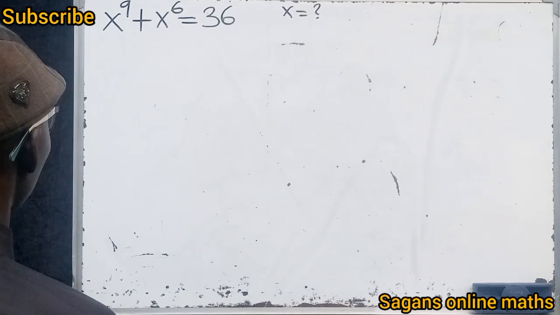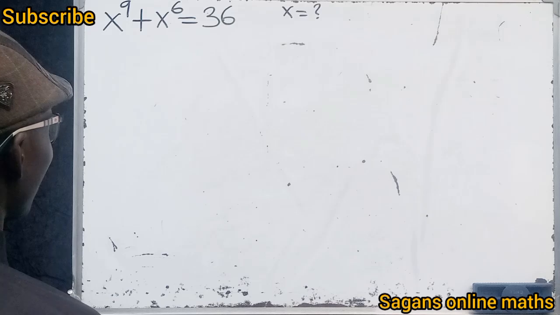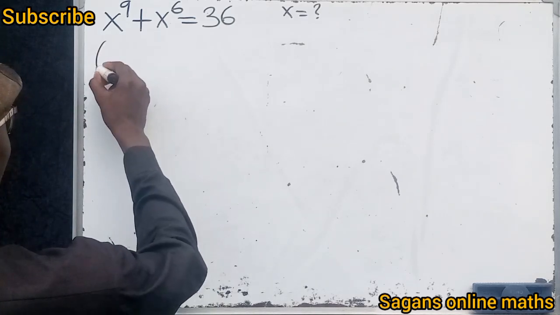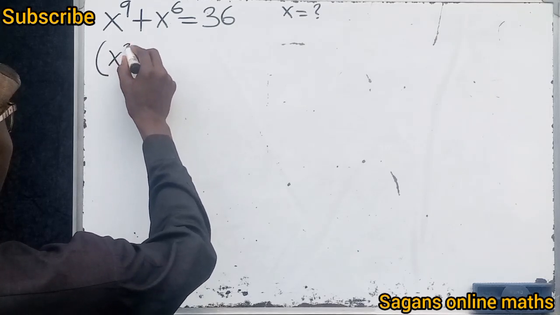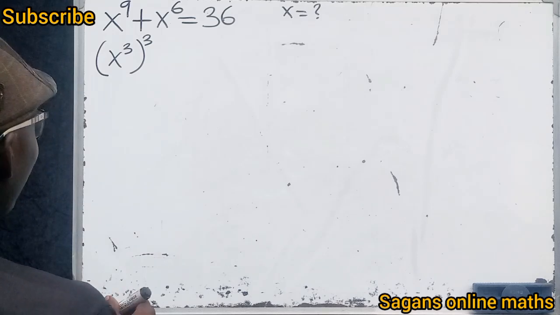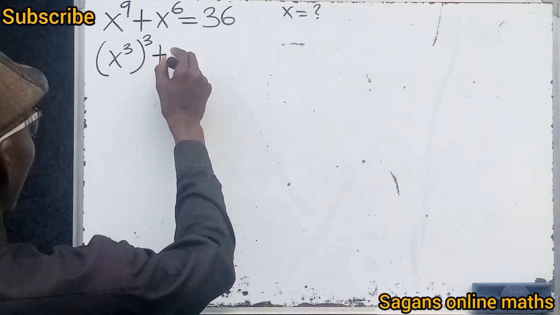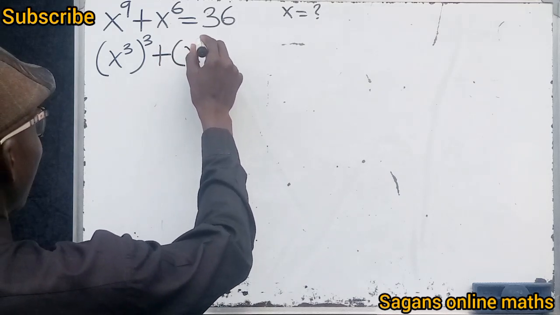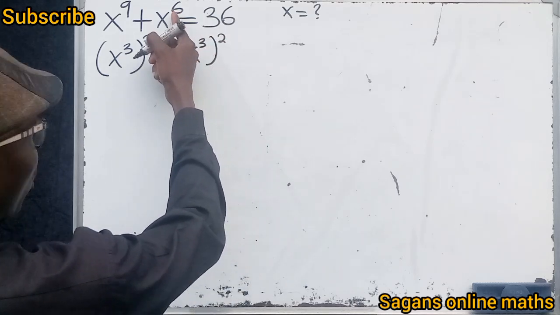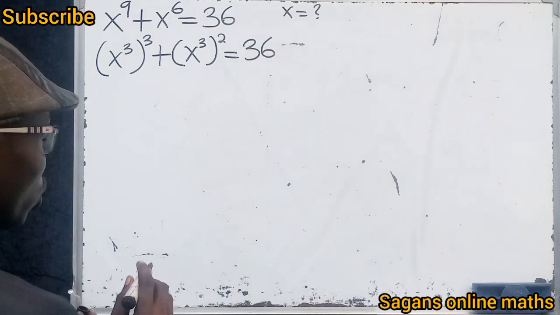Now we have x to the power of 9 plus x to the power of 6 equals 36. Do you know that by obeying one of the properties of indices, we are not wrong if we decide to write x to the power of 9 as x to the power of 3, all raised to the power of 3? We are not wrong, my brothers and sisters, because 3 multiplied by 3 gives us 9, which is the exponent. Then plus x to the power of 3, all raised to the power of 2. 3 times 2 gives us 6, which is the exponent, equals 36. There's nothing wrong here.